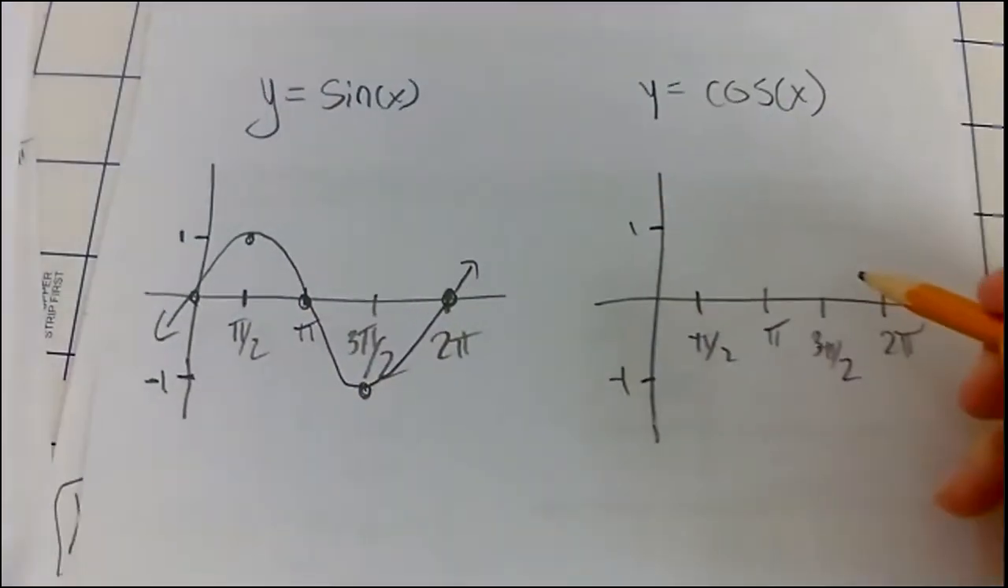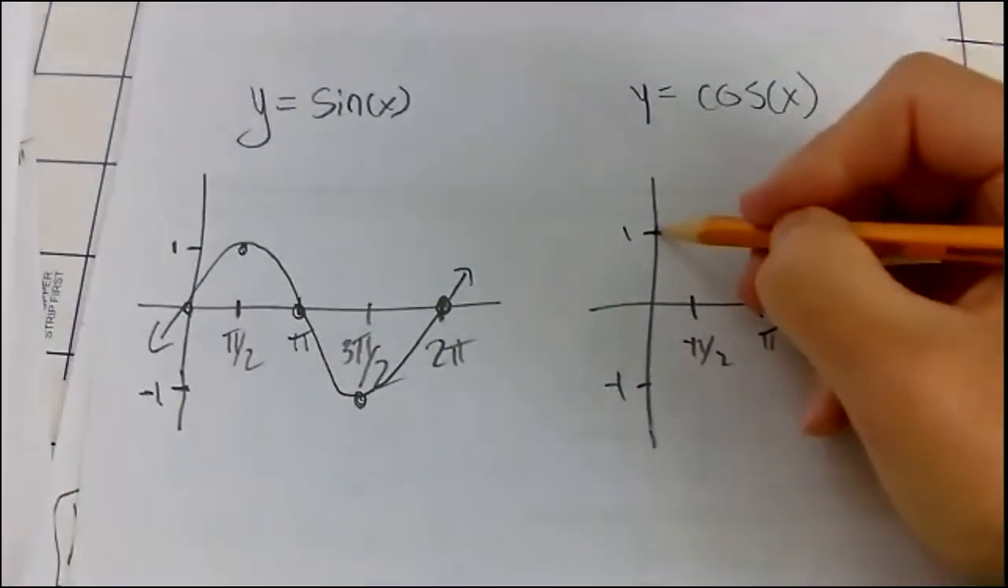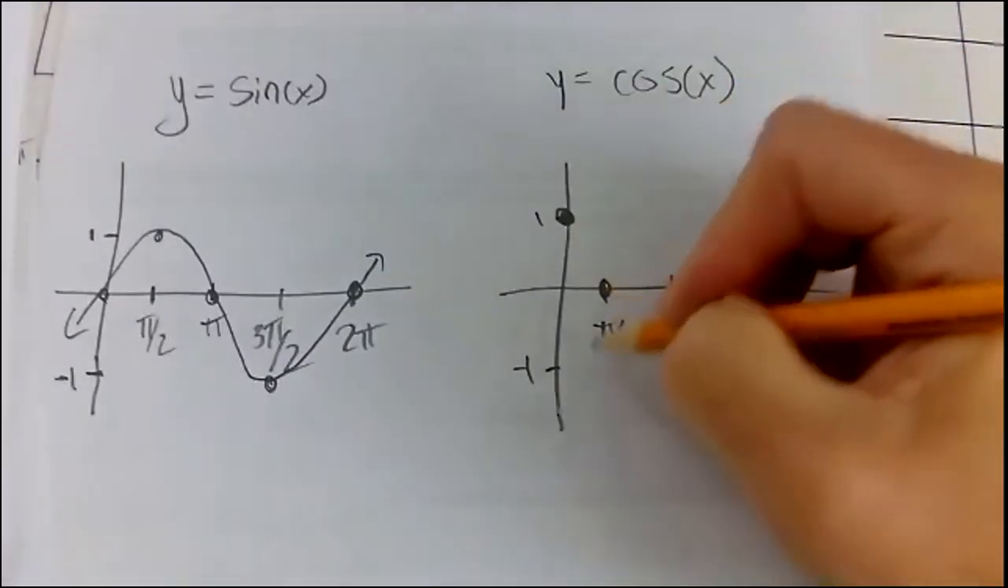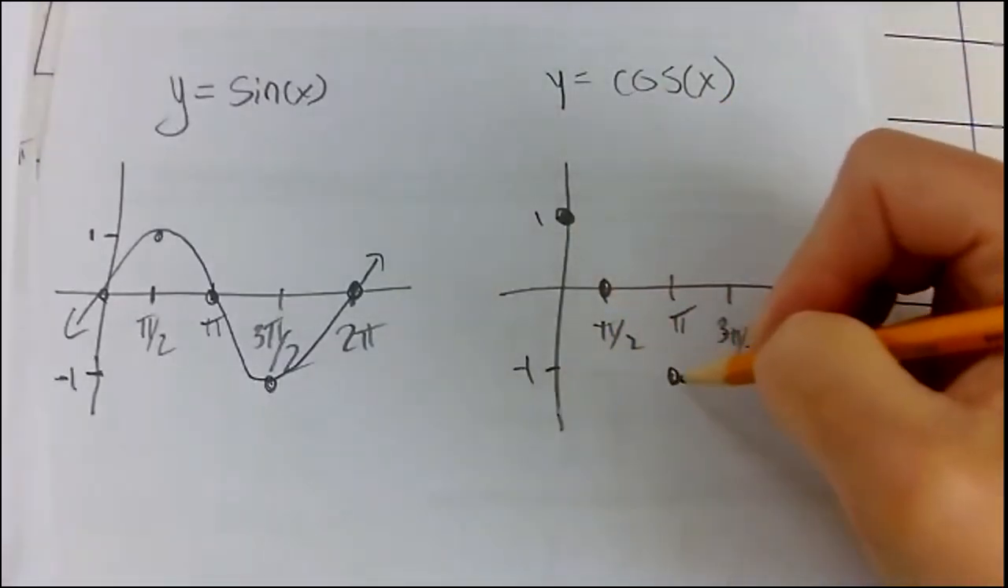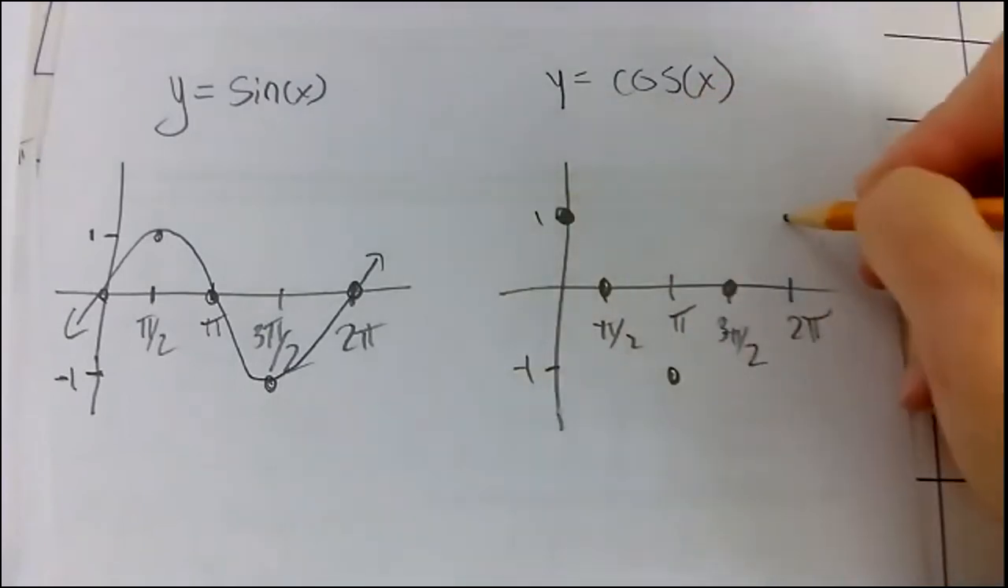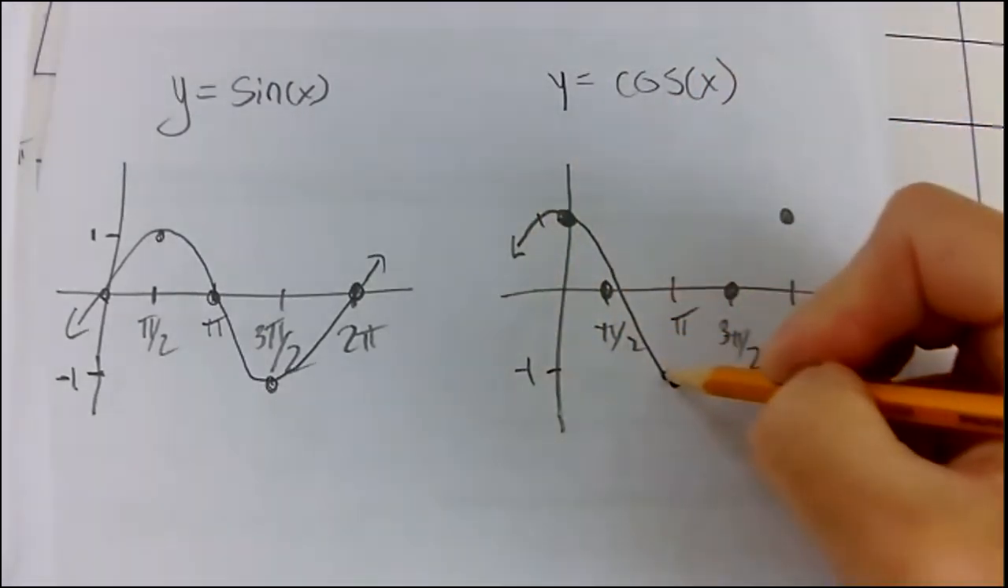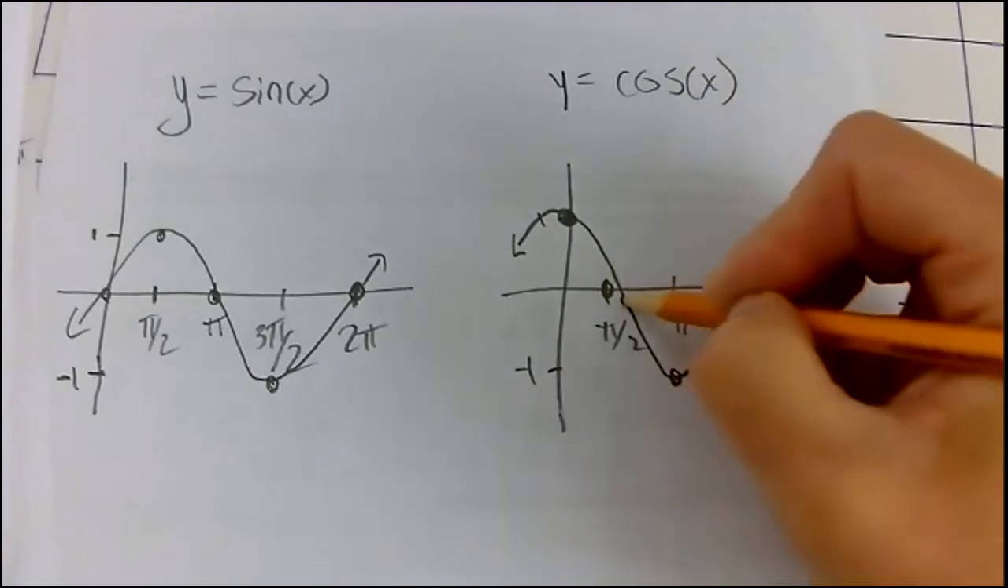And then we've got cosine. I'll talk more about it. Cosine starts at the maximum, okay? Goes down to the midline, and then down to the minimum, back to the midline, and then up to the top. Okay, so this, oh, I missed my spot, but that's a cosine.